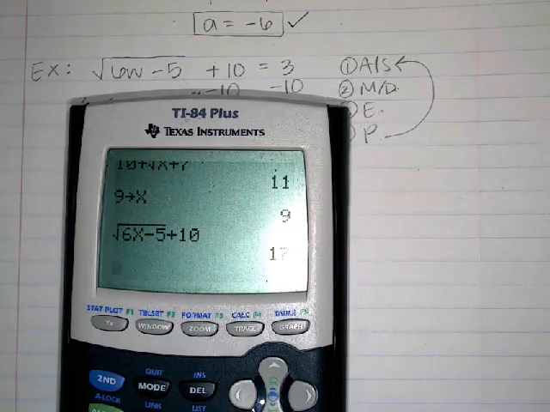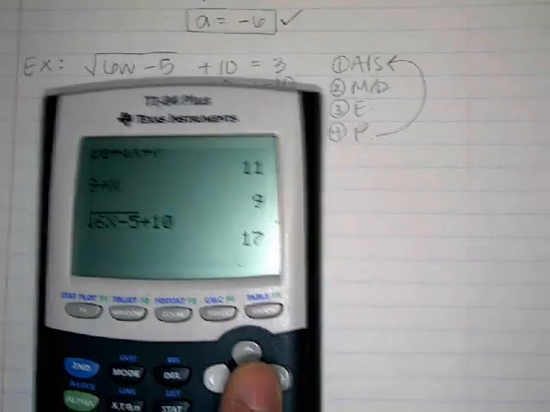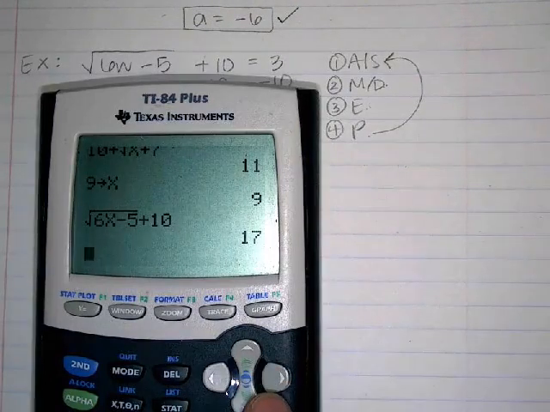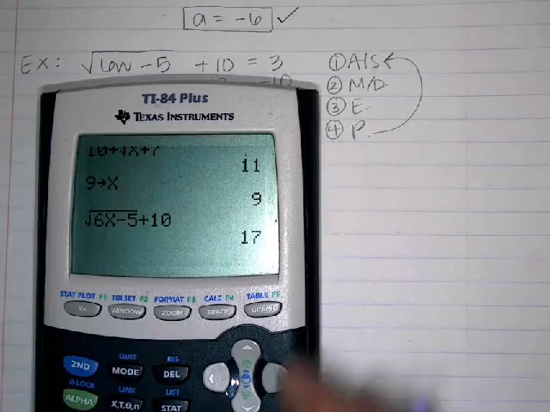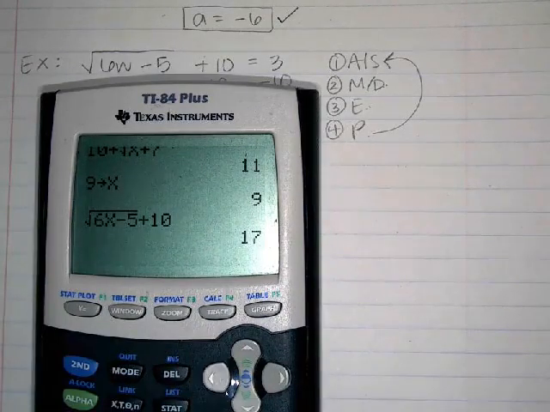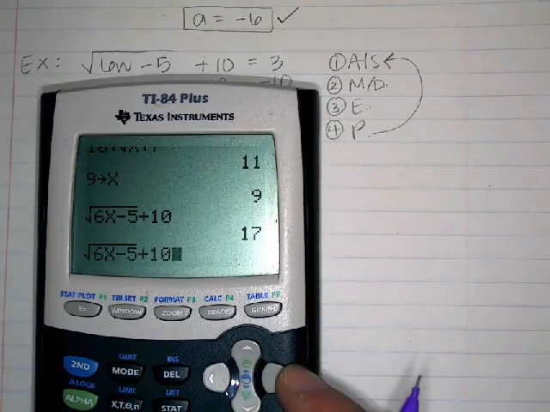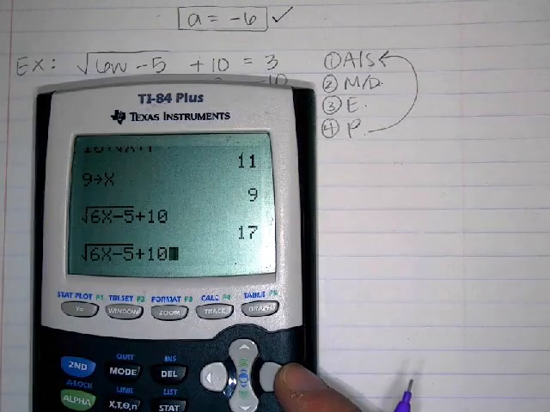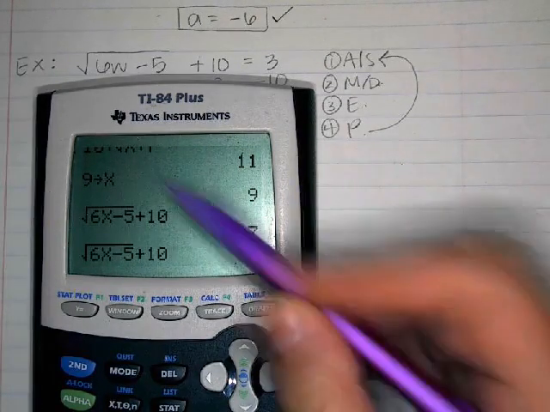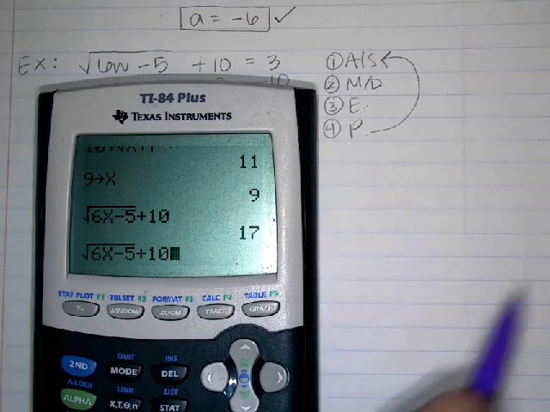I got it equals 17. Wait, how do we get it from out of under the? Oh, you press the right arrow. Square root 6x minus 5, and then hit the right arrow, and then plus 10. It says error. Did you store your x as 9? Did you type a minus and not a -5?